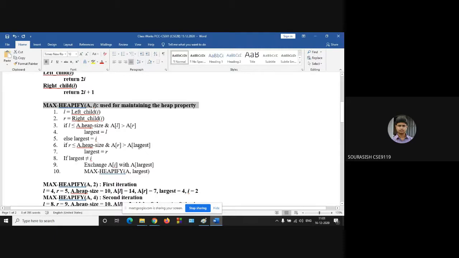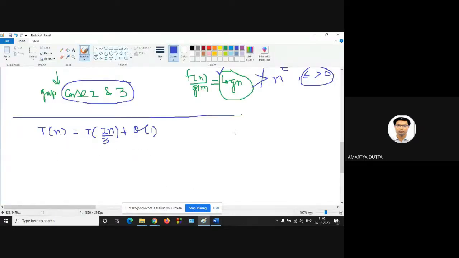The running time of max heapify on a subtree of size n, where n is the number of nodes in the tree, rooted at node i. So actually this is the root node, this is your left subtree, this is your right subtree. Is it clear?